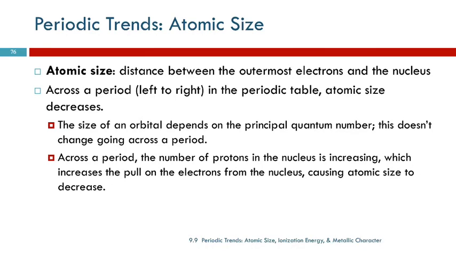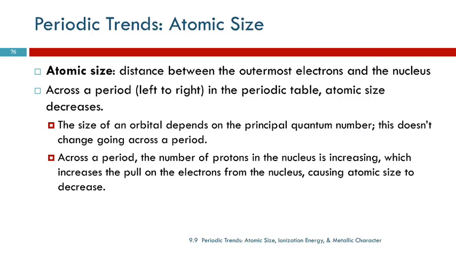So we need to be able to remember what these trends are. Some of them make sense. They're intuitive. Well, of course. So if we go down, oh, that's on the next slide. Some of them are counterintuitive. Going across a period from left to right on the periodic table, the atomic size decreases. This is not what you would necessarily expect, right?